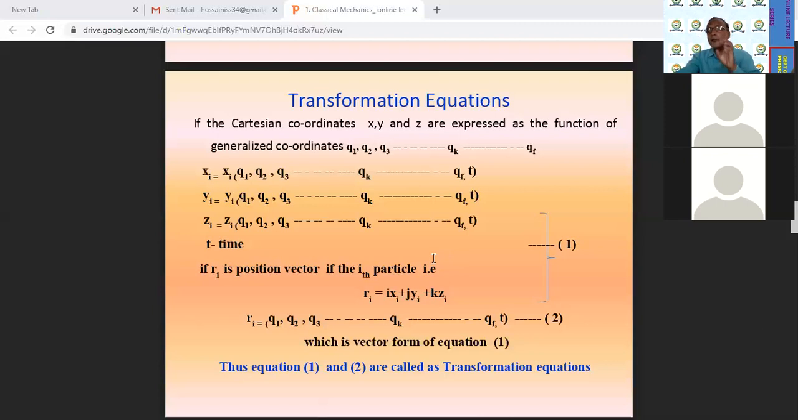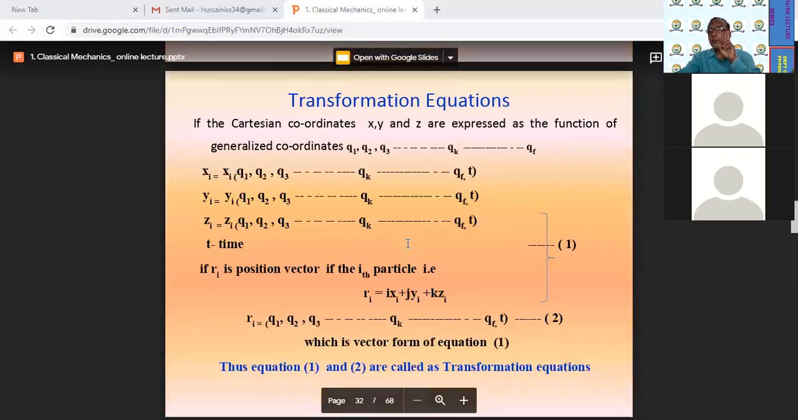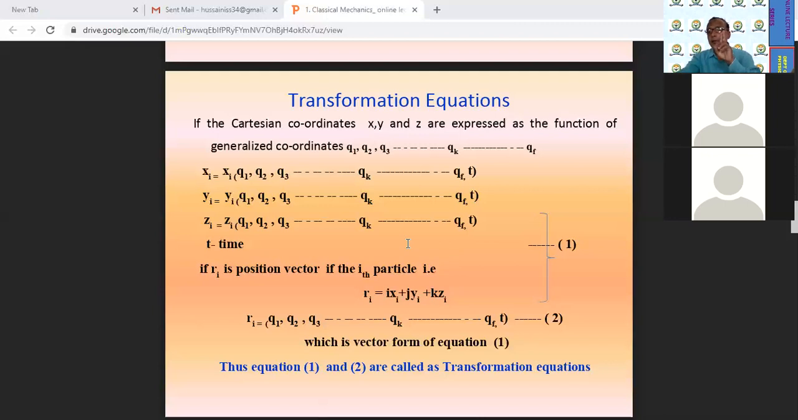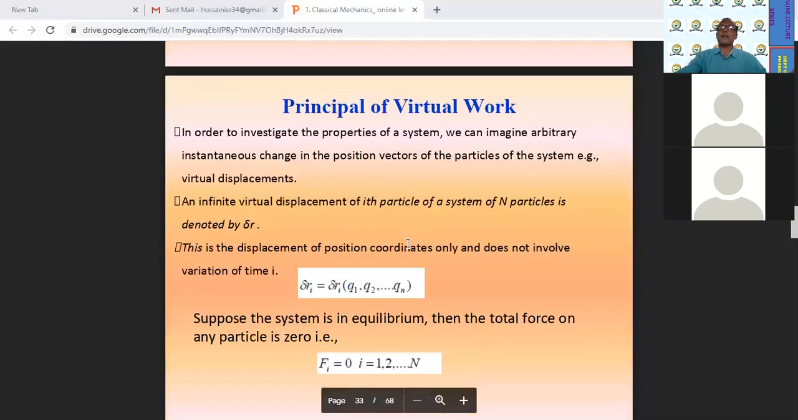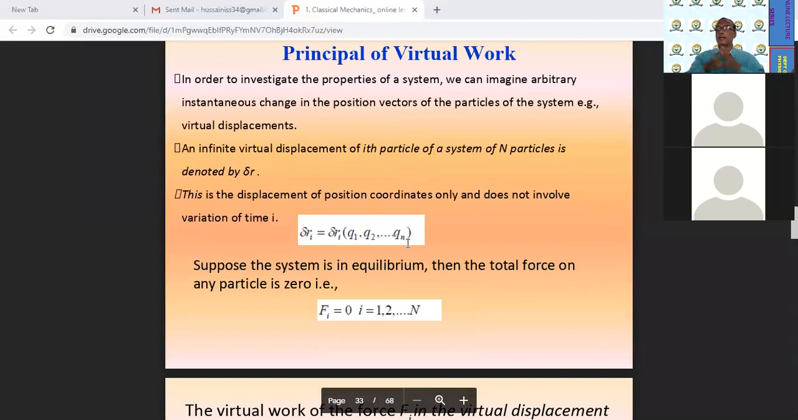Have you got it, all of you, please, those who are present, these two concepts, generalized coordinates and transformation equation, please? Anybody can unmute and tell me. Have you got it, please? Yes, sir, got it.